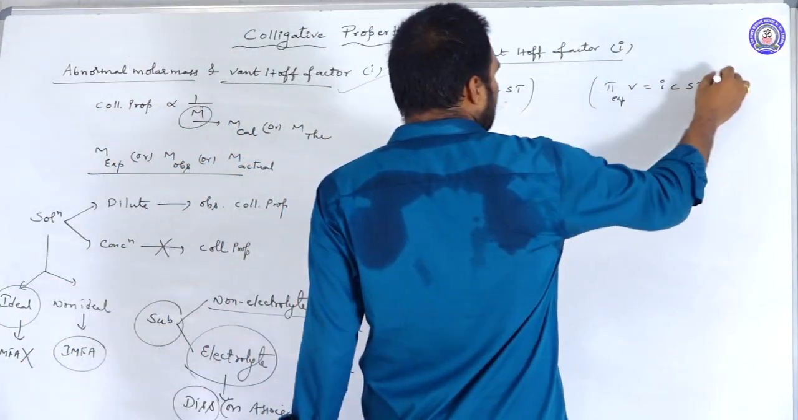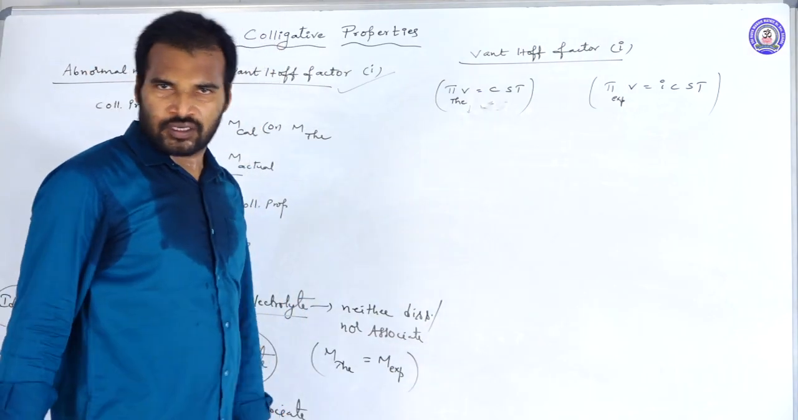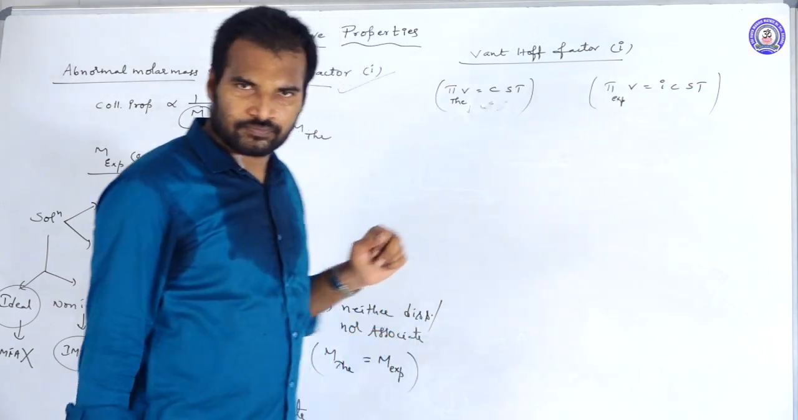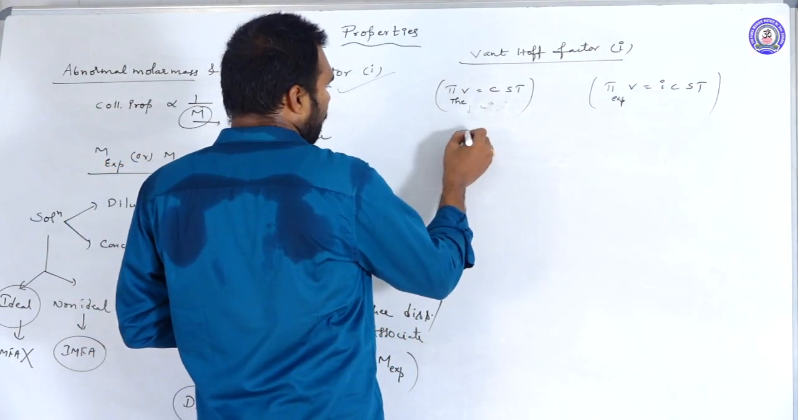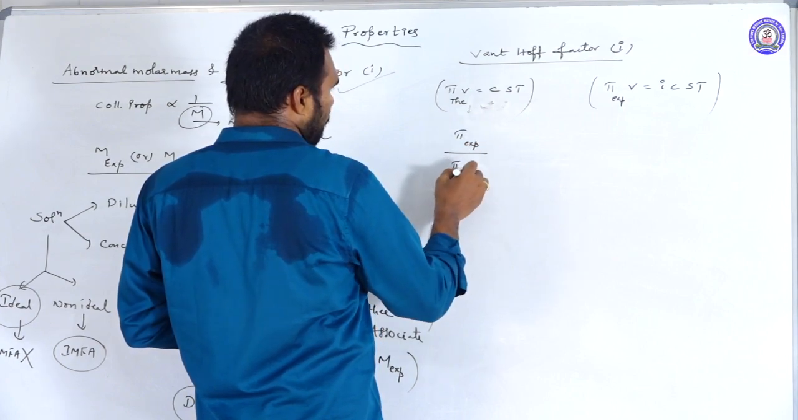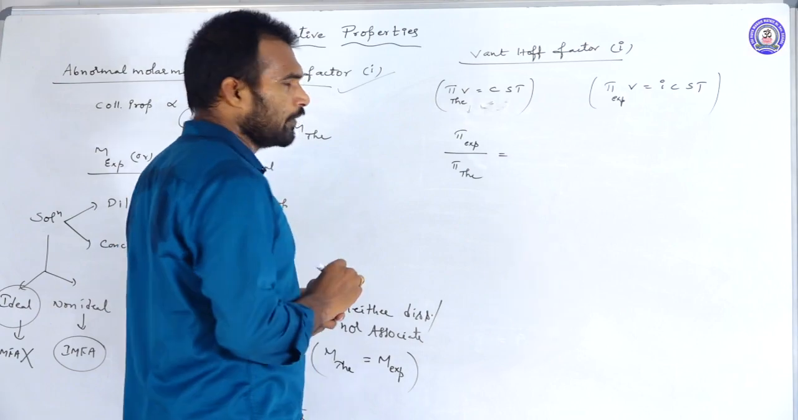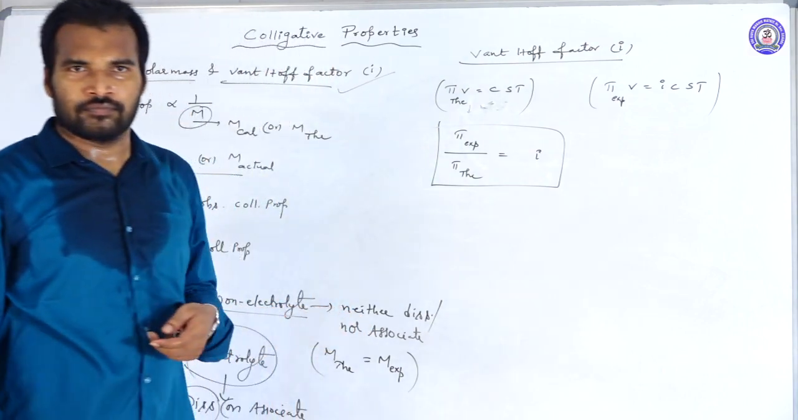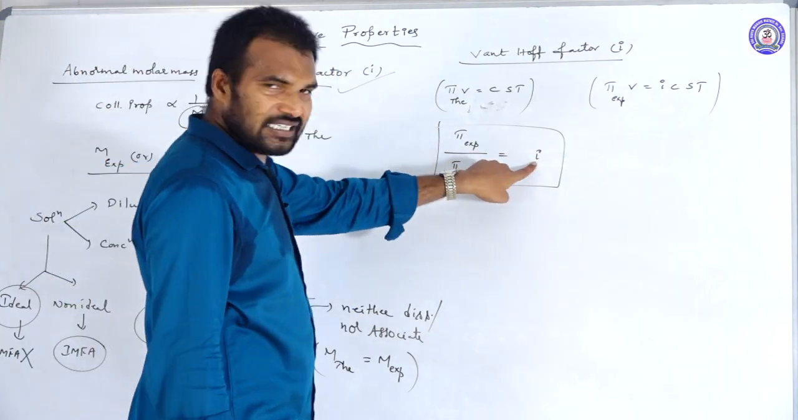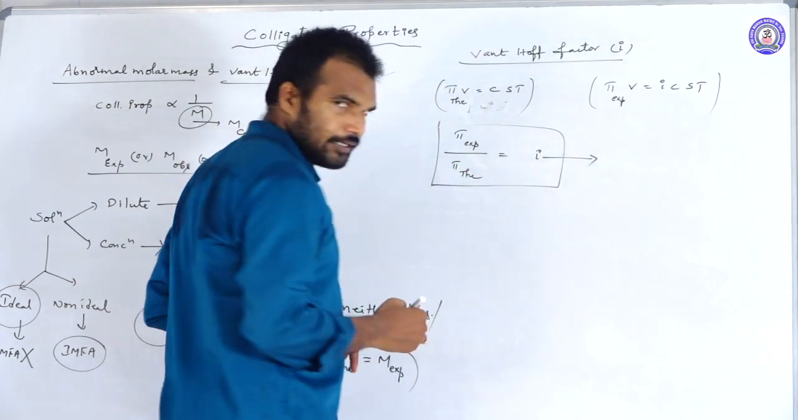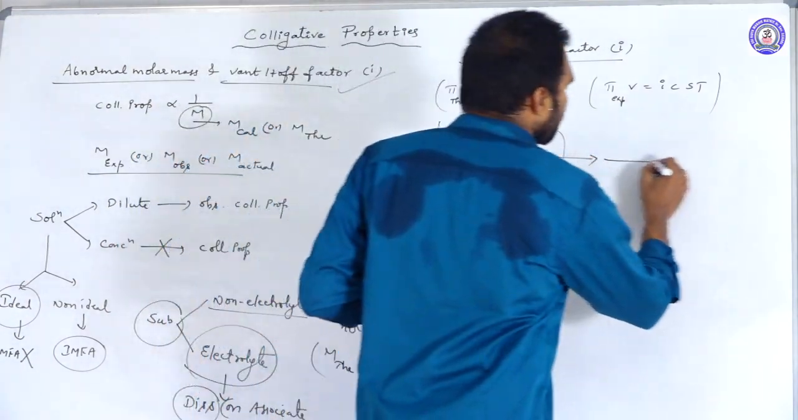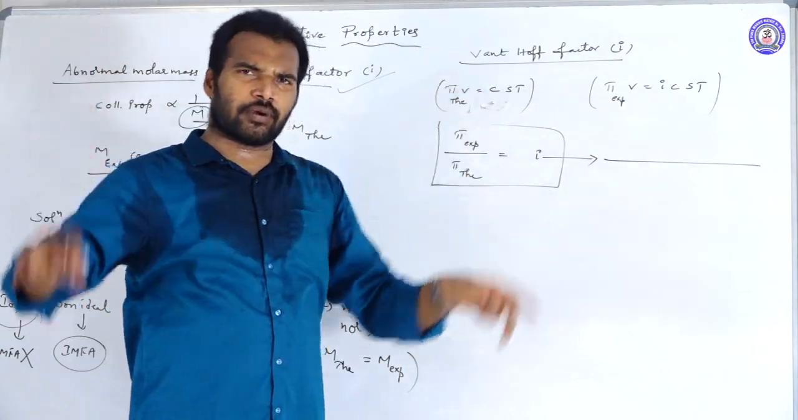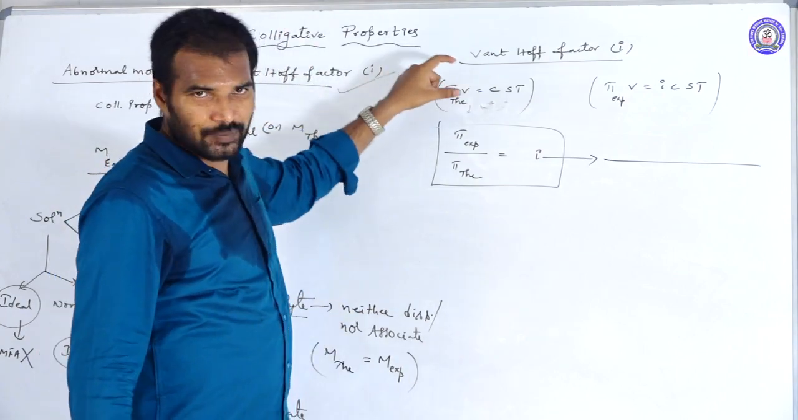And what is the difference between these two formulas? i. So I divide the second equation by the first equation. What will we get? Pi experimental by pi theoretical is equal to i. So what is the meaning of that? How do you define i? It is a ratio between osmotic pressure, one colligative property. You can take any colligative property, not only osmotic pressure. They have given only one simple example.